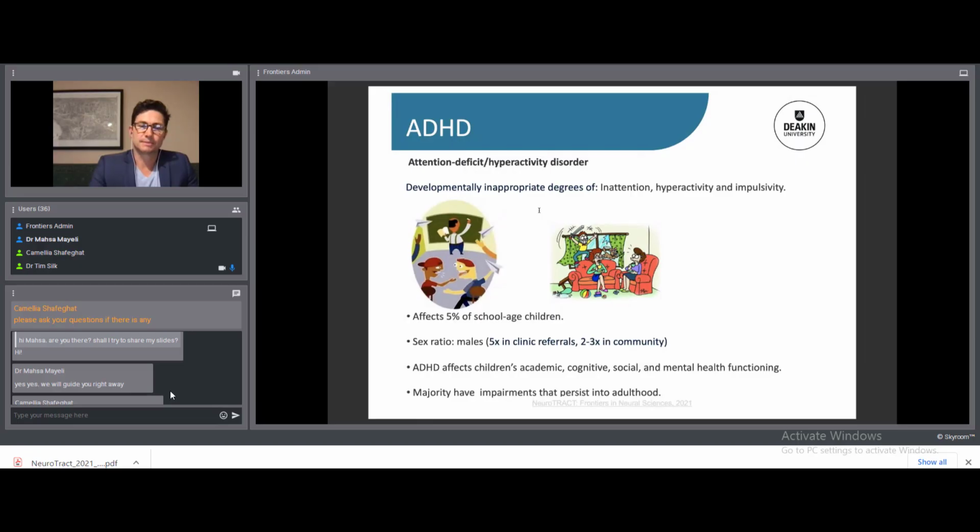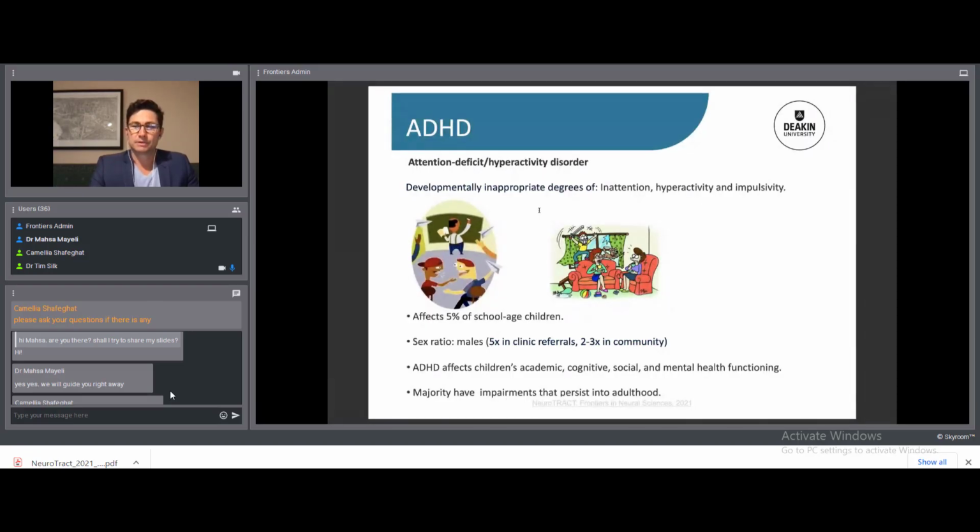I will, as I mentioned, talk a little bit about ADHD in this cohort. So just to give a brief introduction, ADHD is a neurodevelopmental disorder where participants exhibit inappropriate levels of either inattention and/or hyperactivity and impulsivity. This affects around 5% of school-aged children globally. That decreases a little bit into adulthood.